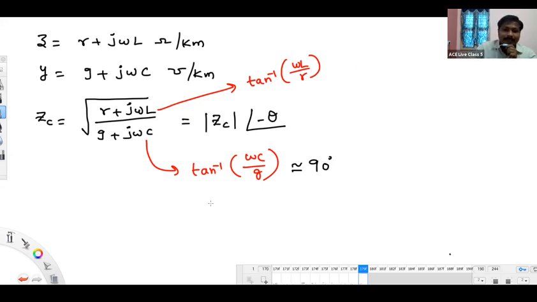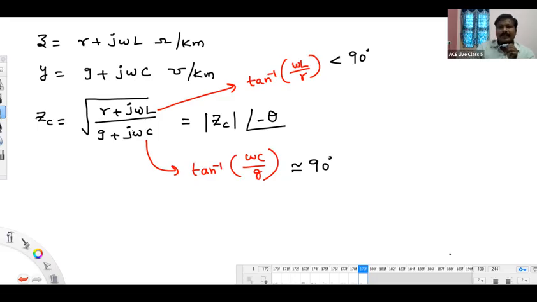Then how is the numerator angle? The resistance can't be zero, and the tan inverse of omega L by R will definitely be less than 90 degrees. So the numerator angle will be less than 90 degrees, and the denominator angle will be very close to 90 degrees. By that, the resultant angle of this ratio will be numerator angle minus denominator angle, and that resultant angle will come out negative.